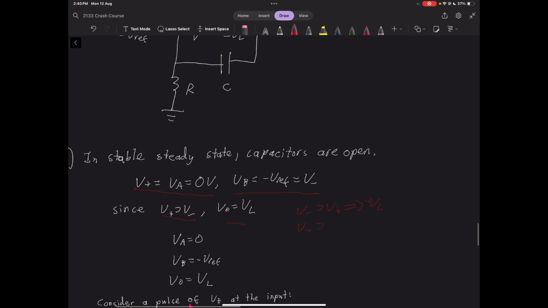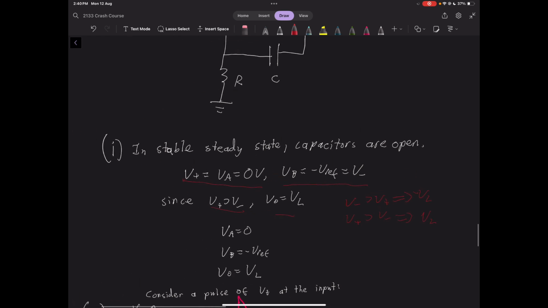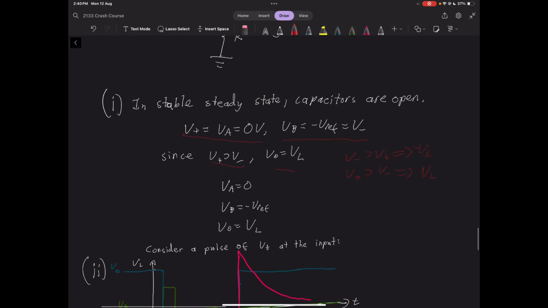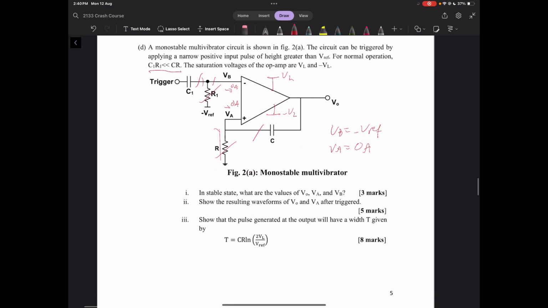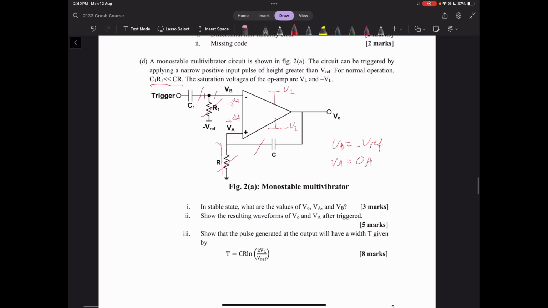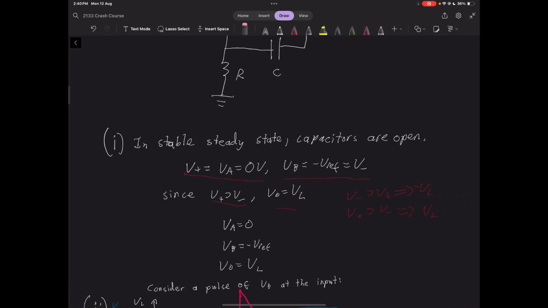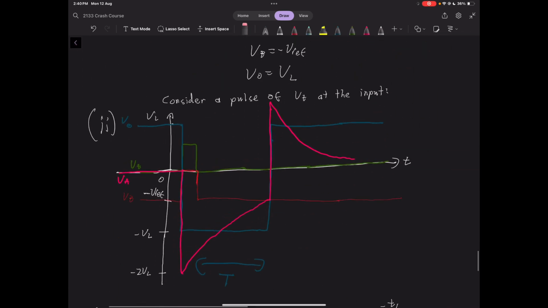If V plus is greater than V minus, the op amp is at the positive saturation voltage, and that is our initial value there. So the next question we were asked to do is show the waveforms of Vout and VA after the op amp has been triggered. So we are going to do that, and here are the waveforms here.